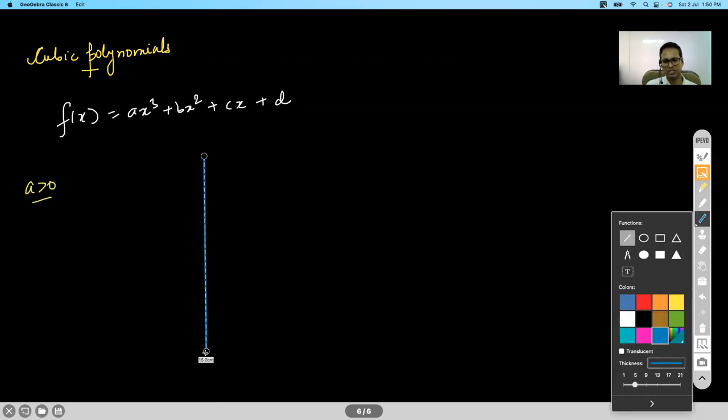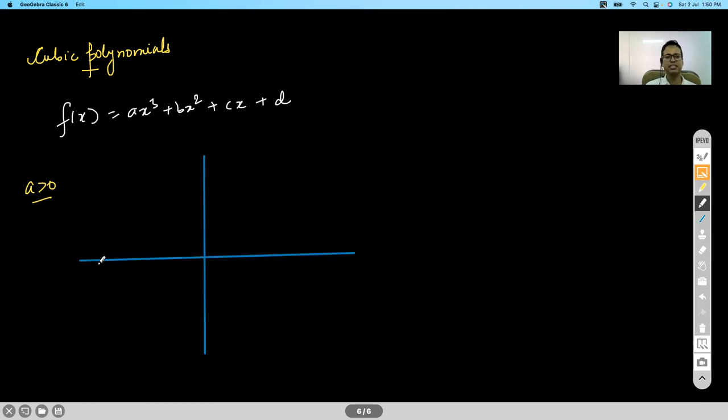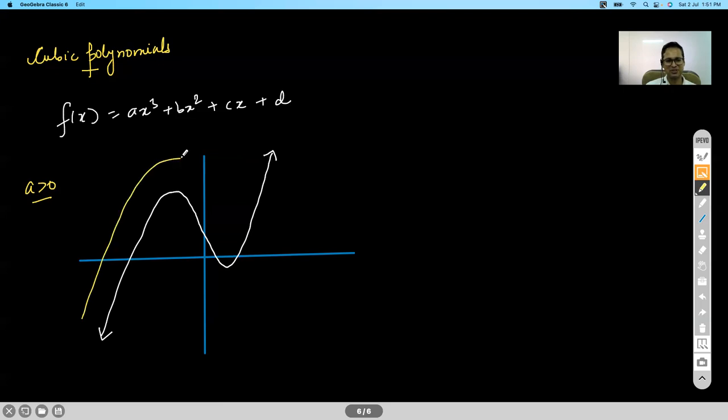So if A is positive, roughly speaking, the graph of a cubic polynomial looks like this. I mean, this is a rough estimation of the graph. Please don't take it as if it is always going to cut the x-axis at 3 points. No, not necessarily. Many a times it will just look like this also. It can be like this also. Sometimes I've seen the graph will be like this also. So it is just a rough estimate that I'm drawing on your screen right now.